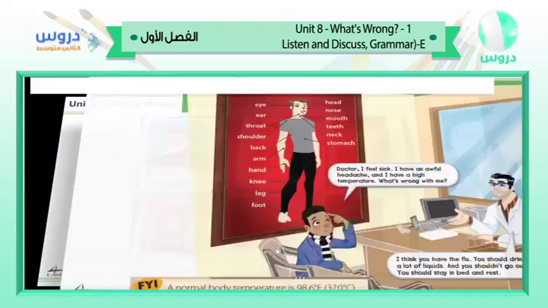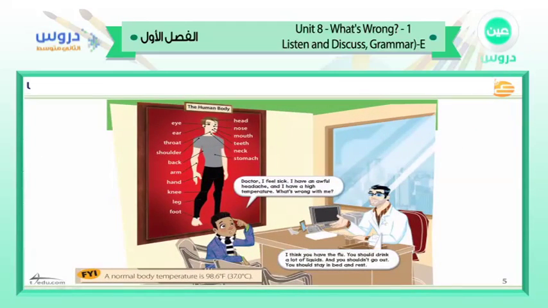Very nice. This is the conversation between the doctor and the boy. And also we have here the human body. Can you see the human body? Those parts of the human body. FYI, for your information, this is general information: a normal body temperature is 98.6 degrees Fahrenheit and 37 degrees Celsius.